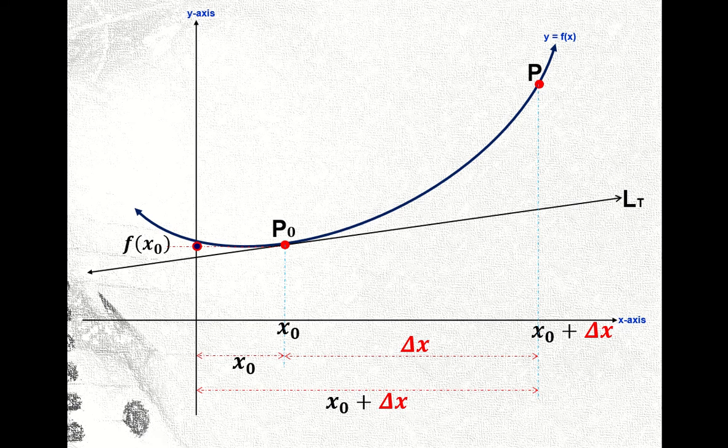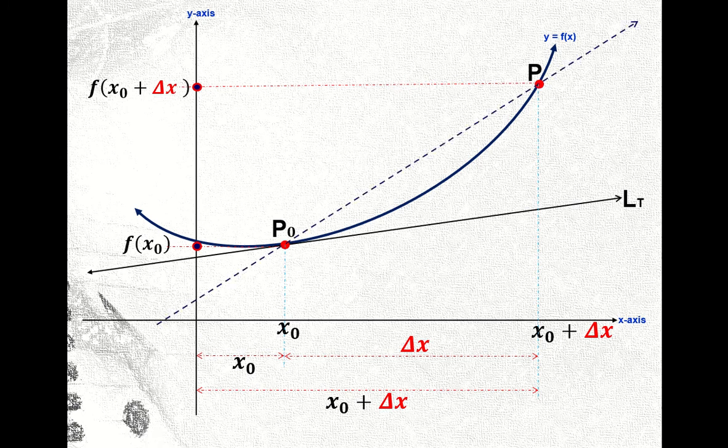Okay. Now the value of the function at this point, we call it f of x sub 0 plus delta x. So it means the height of this point from the x-axis is just the value of the function when x is equal to x sub 0 plus delta x.